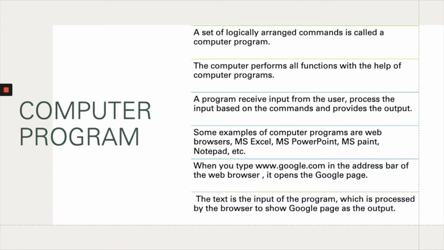A program receives input from the user, processes the input based on the commands and provides the output. When the user gives an input to the computer, the program will receive it, process the input based on the commands given and give you the output. Some examples of computer programs are web browsers, MS Excel, MS PowerPoint, MS Paint, Notepad, etc.